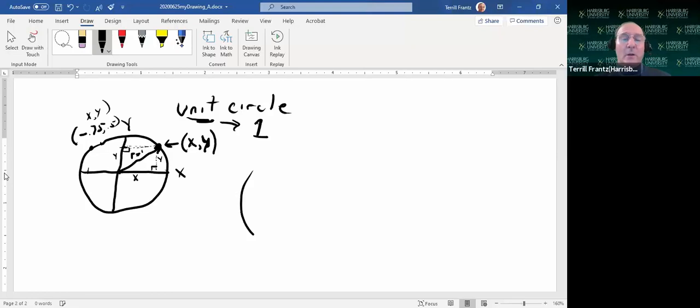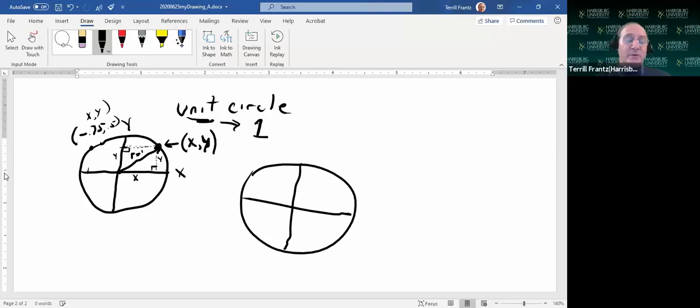Now, there's another way that I could describe it. And this is all greatly simplified because it's radius 1. I could put this here. So I could also describe it by this angle here.